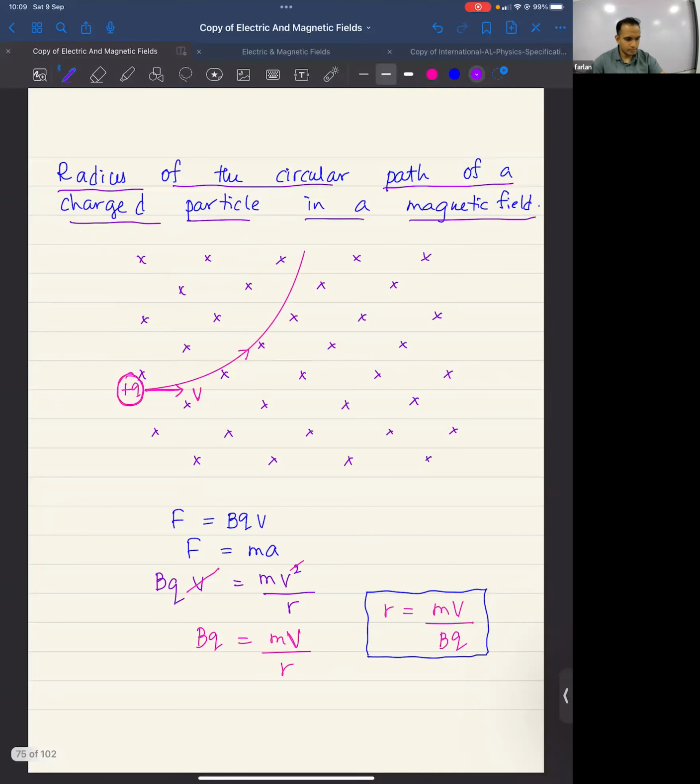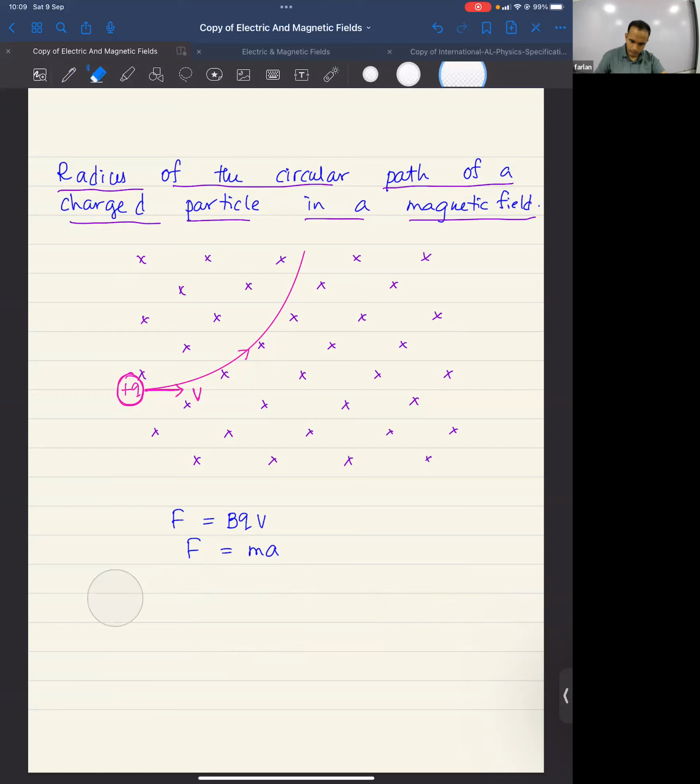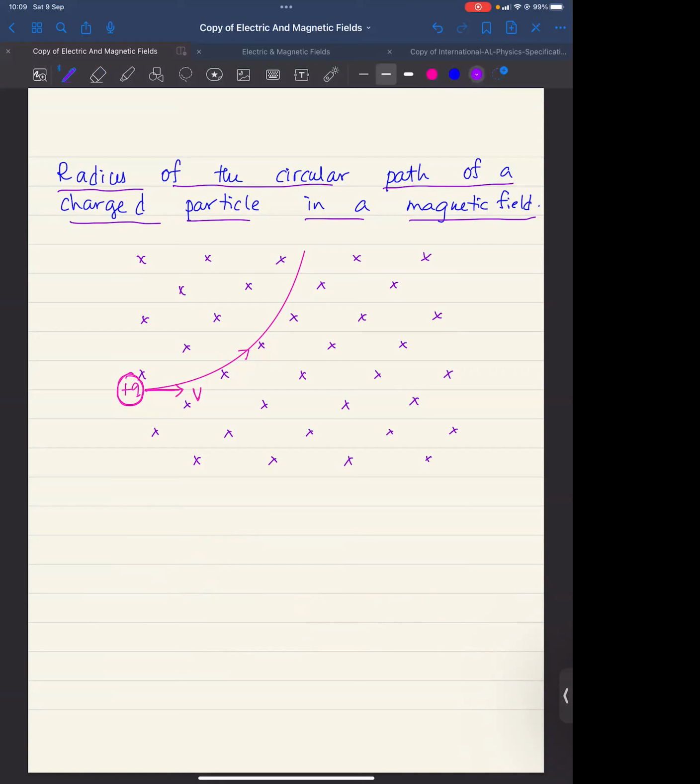Right, guys, write down the next subtopic. Radius of the circular path of a charged particle in a magnetic field. Guys, draw this diagram again. Did everyone write the name?